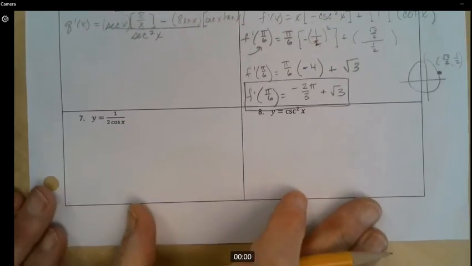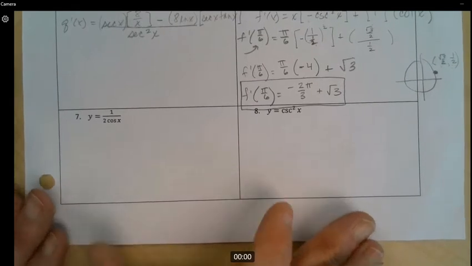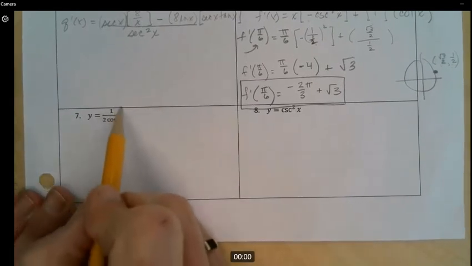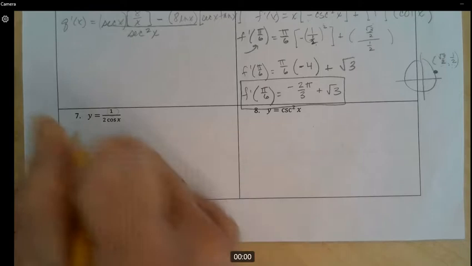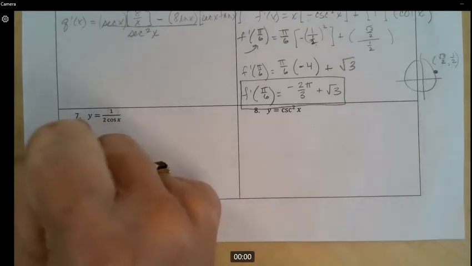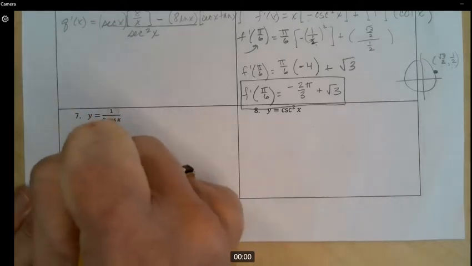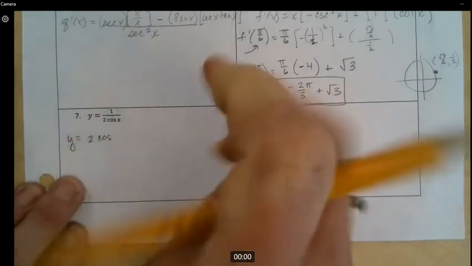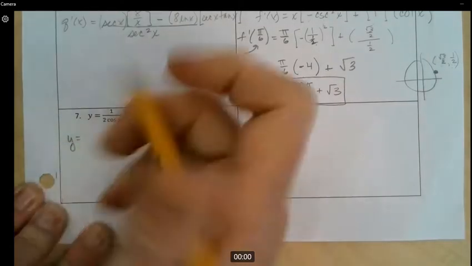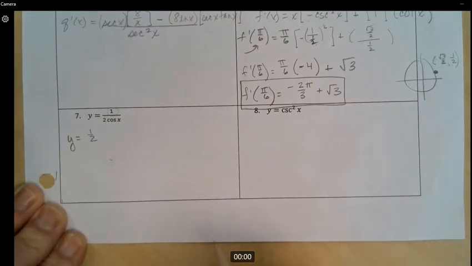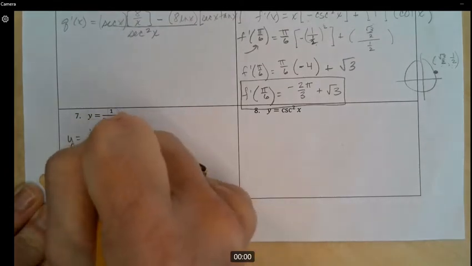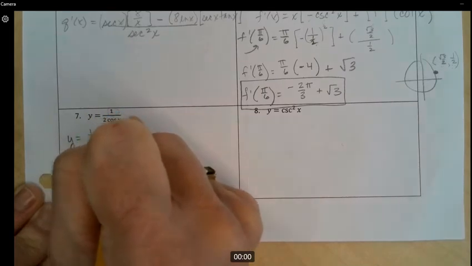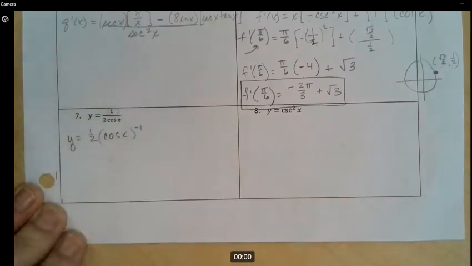So when we talk about finding the derivative, it looks like a quotient, but because there's 1 up here, we don't have to really worry about doing the quotient, the derivative of the quotient. We can just call this y is equal to 2 times the cosine. Well, why don't we do this? We'll just call it 1/2 times cosine of x to the negative first power.